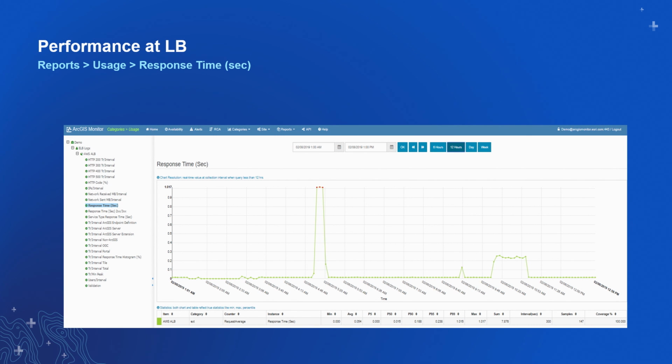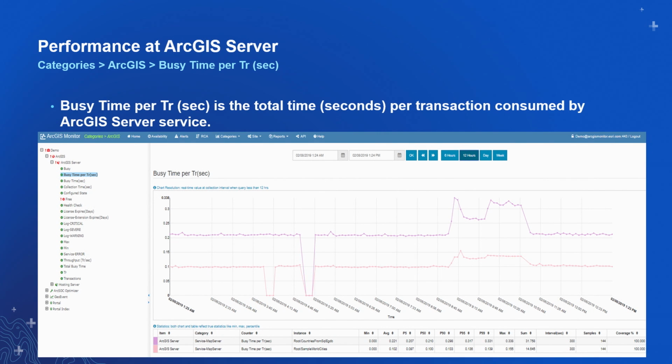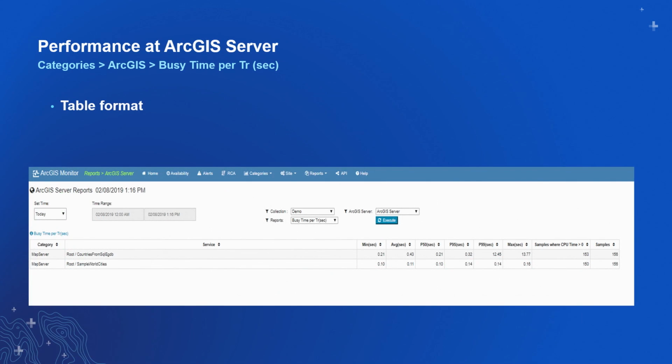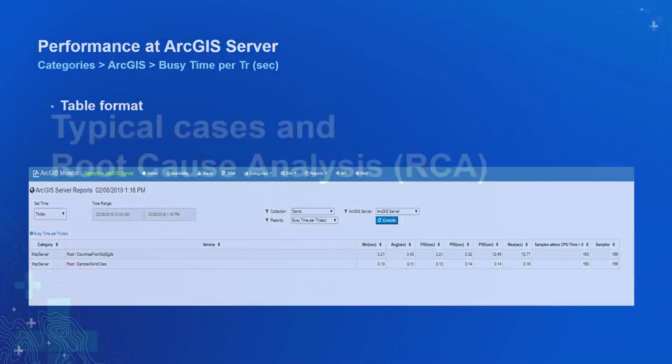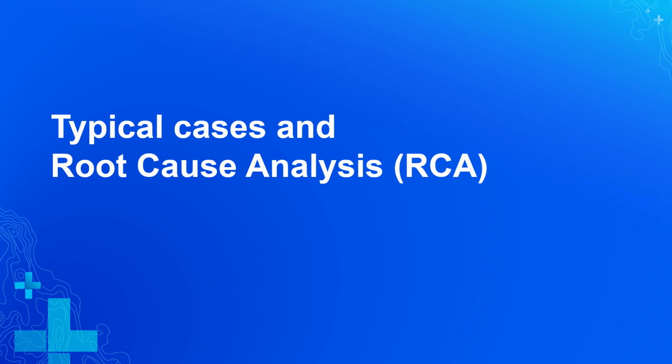But it would be good to look at this statistic here: how many users were on the system during this time. Also, how many transactions were processed. So just having a spike is not enough for us to quantify the impact. This was at the web tier. Of course, we have the same thing at the ArcGIS Server performance for each service, in tabular format. And we're moving to the root cause analysis.